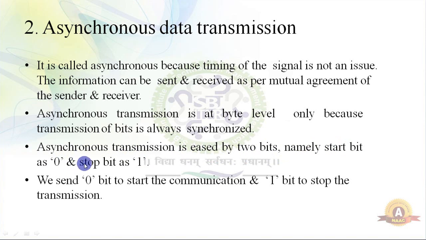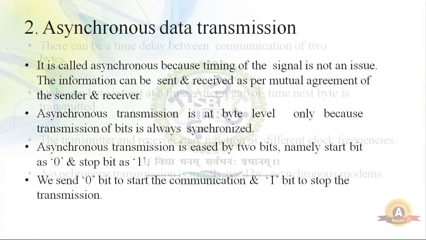And after the completion of the data, it adds the 1 at the end of that data, meaning it starts with 0 and stops with 1. We send a 0 bit at the start of the communication and a 1 bit at the stop of the transmission. So in asynchronous data transmission, this is how they divide what is the start bit and what is the stop bit.